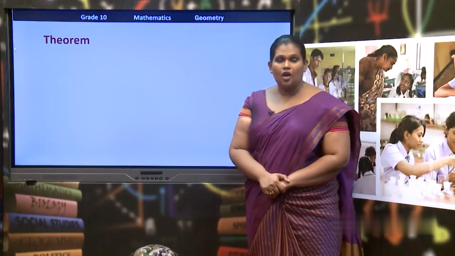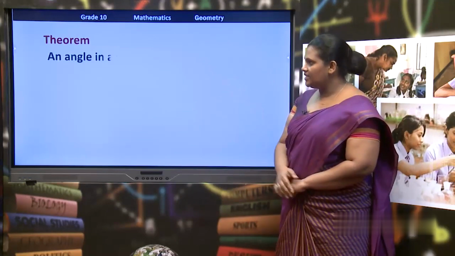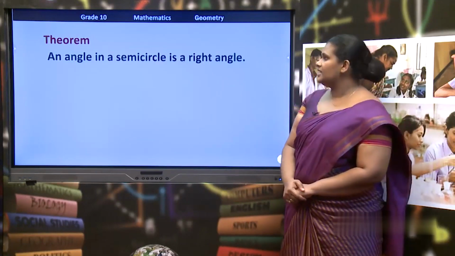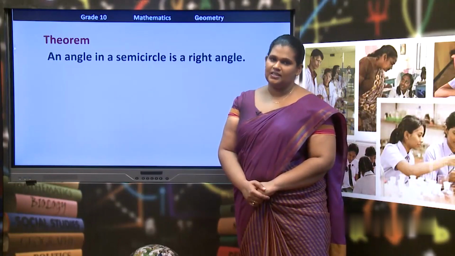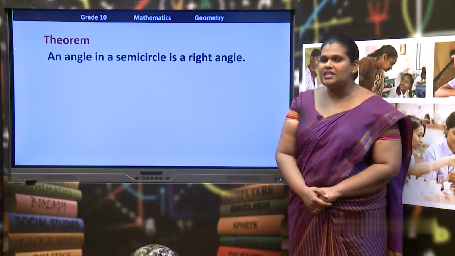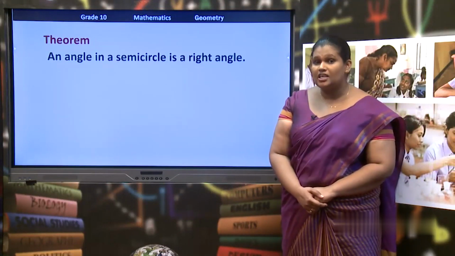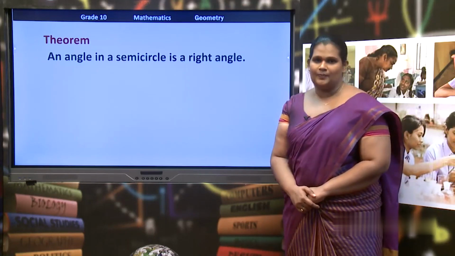Right. Therefore, we can construct another theorem. That is, an angle in a semicircle is a right angle. Angle in a semicircle is a right angle. That is the third theorem we have to go through in grade 10.